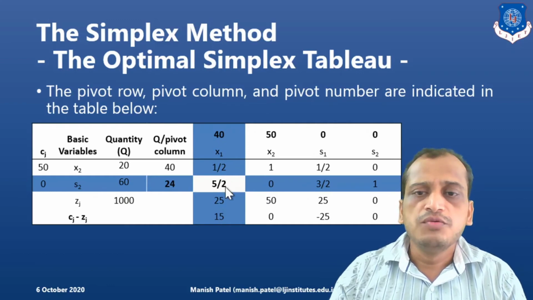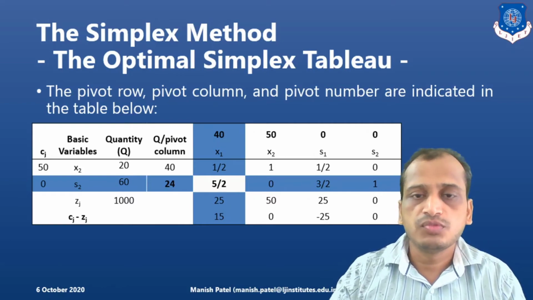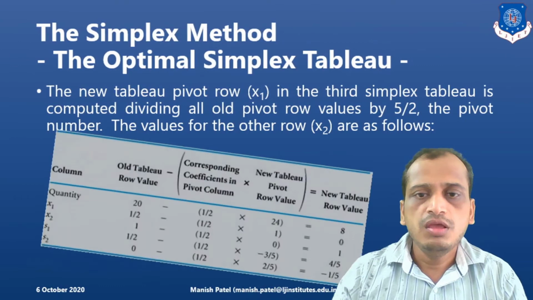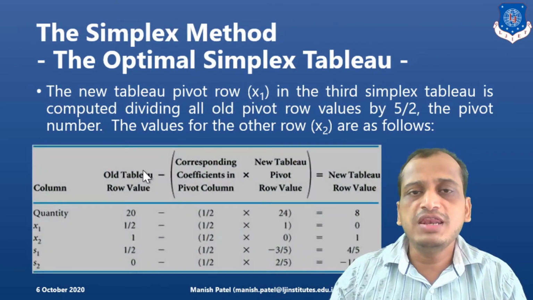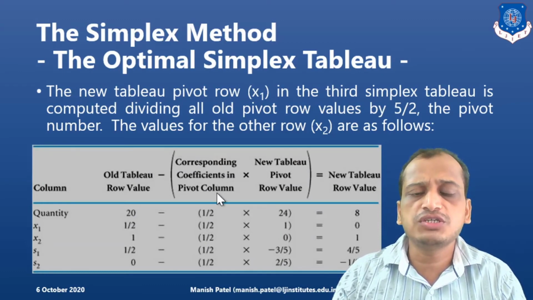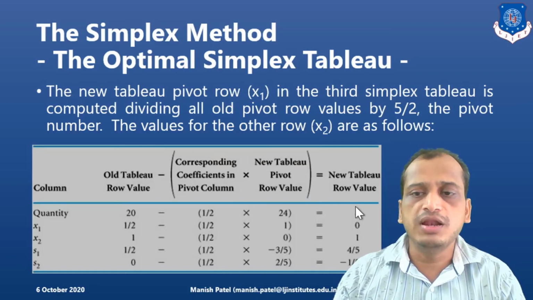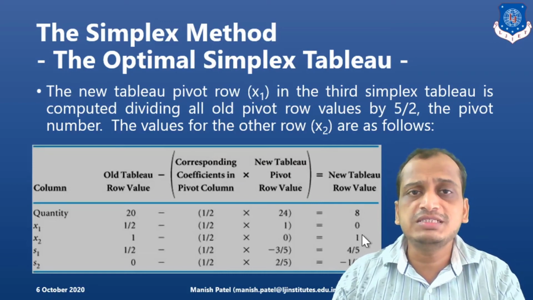What will we do? We will divide each and every element of the pivot row by 5 by 2 to get our new table row values. So how do we do that? For the next row as well, we apply the formula: new values equal old row values minus corresponding coefficients of the pivot column times the new tableau pivot row value. And here we have got the new tableau row value, which is the second row.